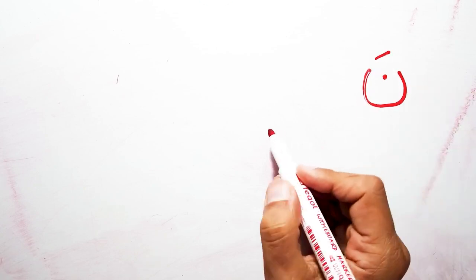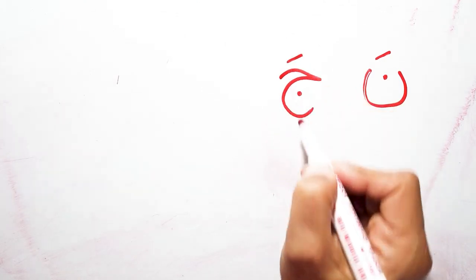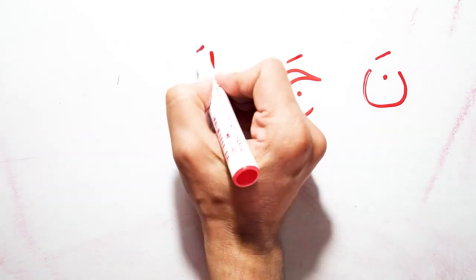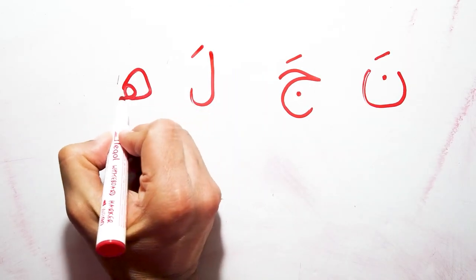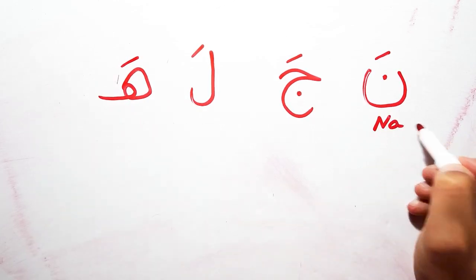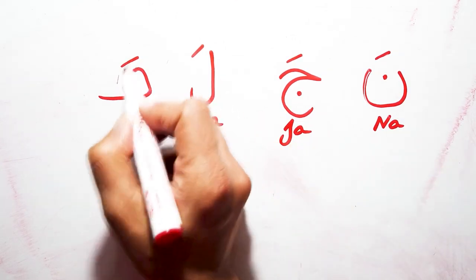So now we learned 4 letters. The first one is ne. The second one is je. The third one is le. And finally, he. Ne. Je. Le. He.